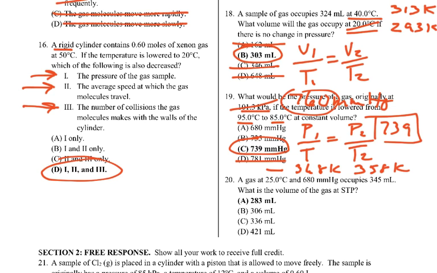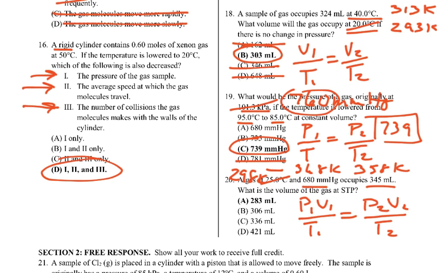20. A gas at 25 degrees and 680 mmHg occupies 345 milliliters. What will be the volume at STP? Okay, so this is going to be P1V1 over T1 equals P2V2 over T2. And we can see that 25, we're going to have to change that to 298 Kelvin. 680 is fine, 345 milliliters is fine, so that's going to give our P1, V1, and T1.